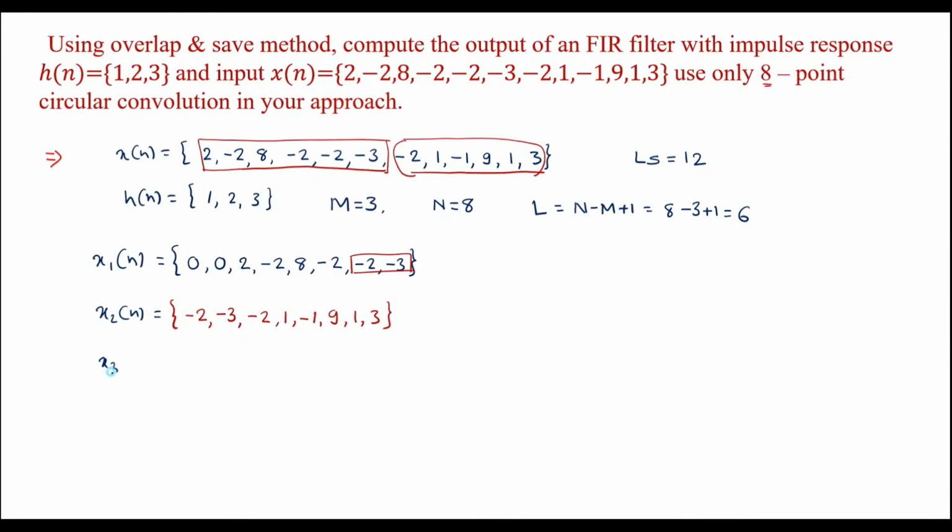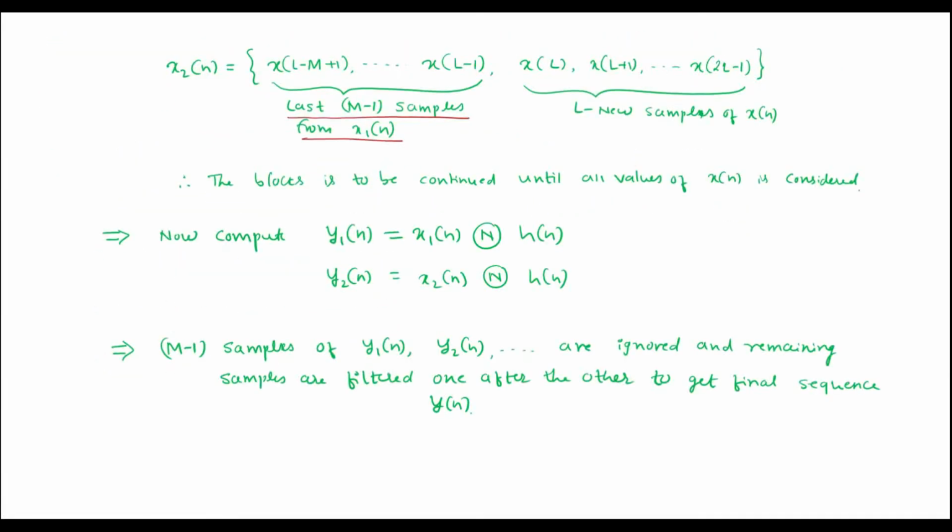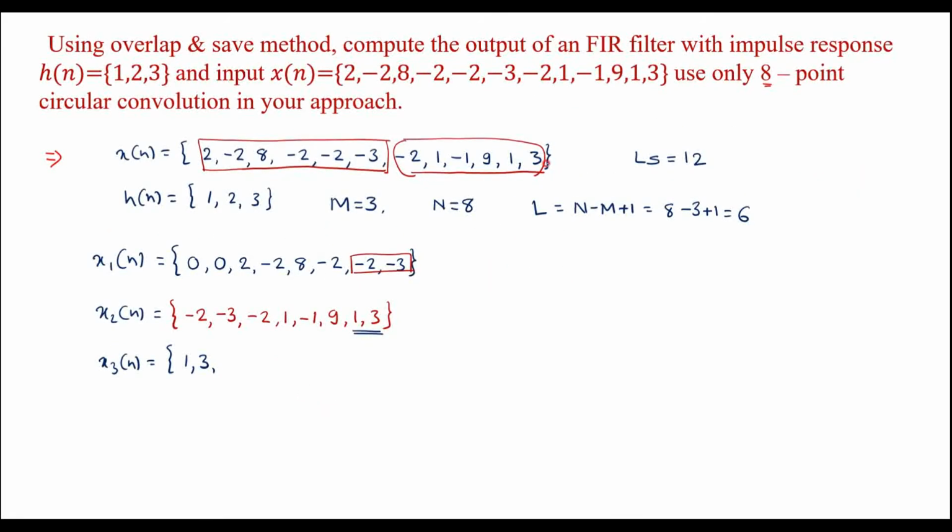So the next block x3 of n consists of the last m minus 1 samples of x2 of n. Here m is equal to 3, so the last 2 samples, that is 1, 3, followed by L new samples of x of n. Here we can see that all the samples of x of n are covered, so there are no new samples available. So we are supposed to consider them as 0. So we are supposed to use 6 zeros to make the length equal to 8.